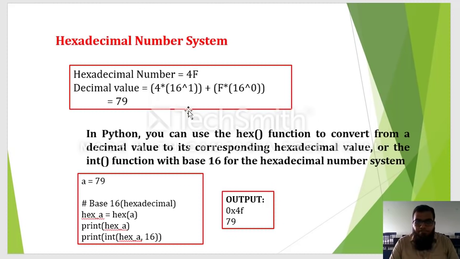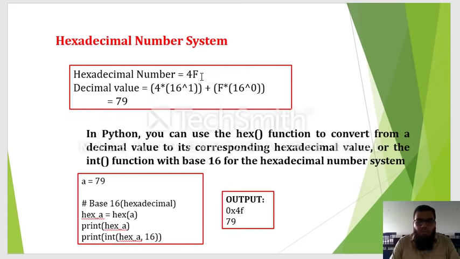Next, the hexadecimal number system. The hexadecimal number system contains the numbers 0 to 9 and the alphabets A, B, C, D, E, F. And the base of the hexadecimal number system is 16.